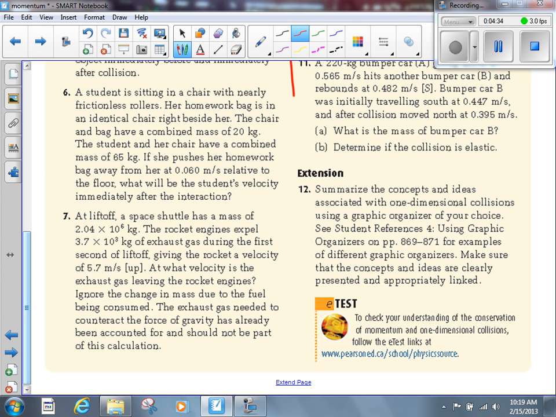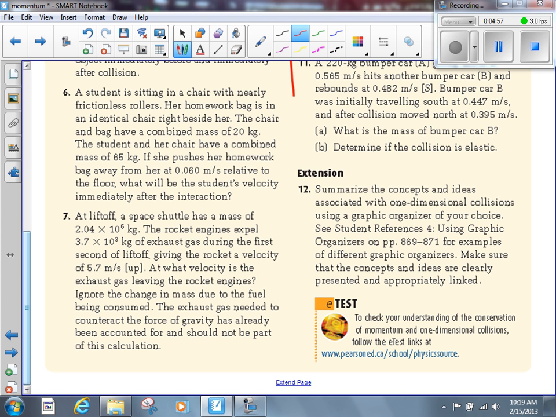And they're telling us to ignore any change in mass due to the fuel being consumed. The exhaust gas needed to counteract the force of gravity has already been accounted for. It should not be a part of this calculation. If we were to do this perfectly correctly, which we can't, by the way, then it would be a much more complicated question than we'll deal with it as.